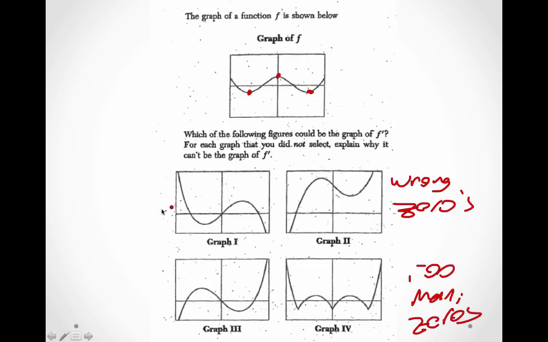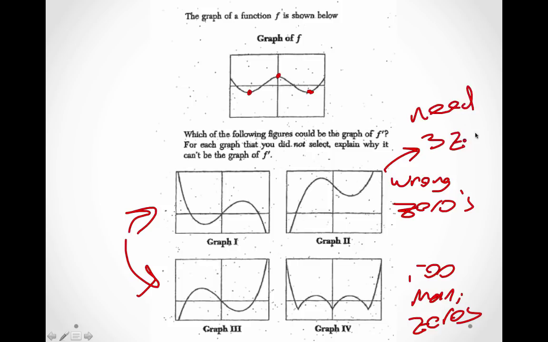Nice pen. So these two work. How do I tell the difference? Remember the graph of f prime. Oh, it says for each graph that you did not select, explain why it can't be. We need 3 zeros. There's too many zeros, need 3 zeros. That would be for both of these.